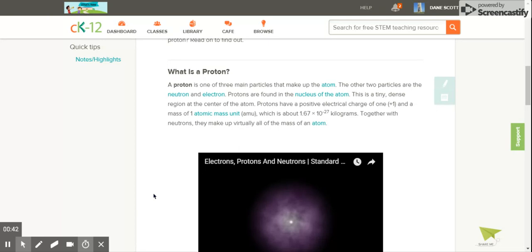Protons have a positive electrical charge of +1 and a mass of 1 atomic mass unit, AMU, which is about 1.67 times 10 to the negative 27th kilograms. It's a really tiny mass. Together with neutrons, they make up virtually all the mass of an atom.